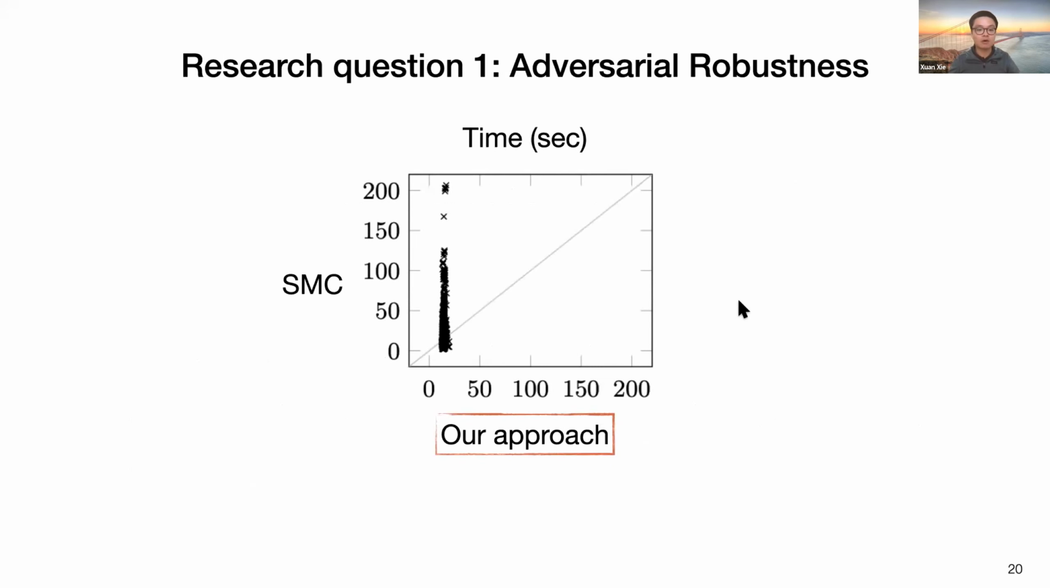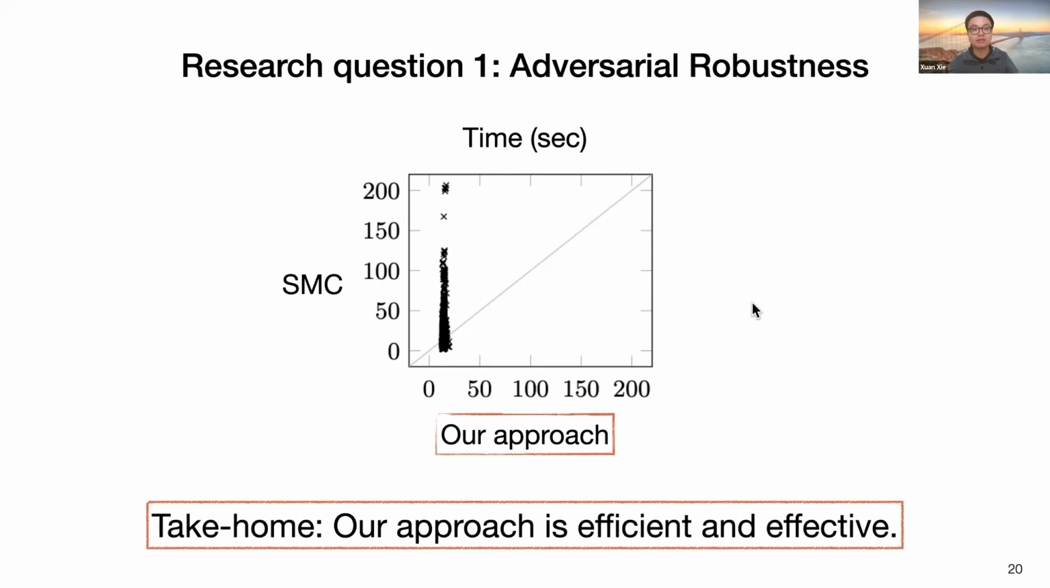This figure represents the result of the efficiency comparison. The x-axis and y-axis both represent time in seconds. The x-axis is our approach, and the y-axis is statistical model checking. Each cross in the figure represents the verification procedure of the same sample using both approaches. We can see that in most cases, our approach is more efficient than SMC, except when the size of the sample is small, with length less than 30. SMC is faster there, because in this case SMC can explore the whole neighborhood efficiently. So the take-home point here is that our approach is efficient and effective.